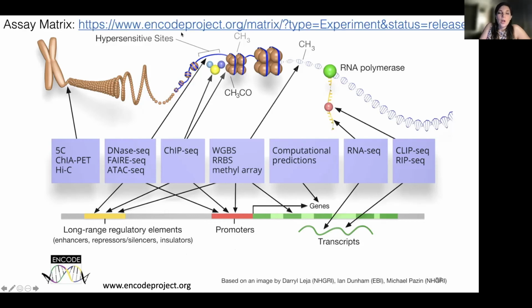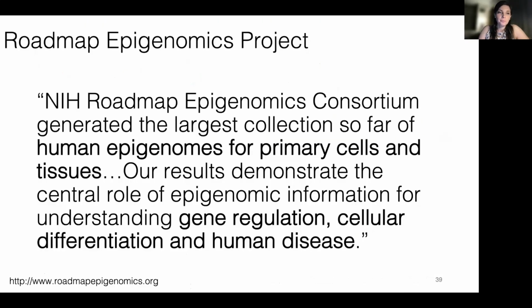And if you go to this website, you can look at this giant matrix that shows you for what cell lines and tissues they have the different molecular assays. The Roadmap Epigenomics project is human epigenomes for primary cells and tissues. So ENCODE is just cell lines. The Roadmap Epigenomics focused on cells and tissues, and really made a reference epigenome, in addition to the reference genome. This looked to see what is the basal state of the epigenome? How can we understand gene regulation, cellular differentiation, and human disease?